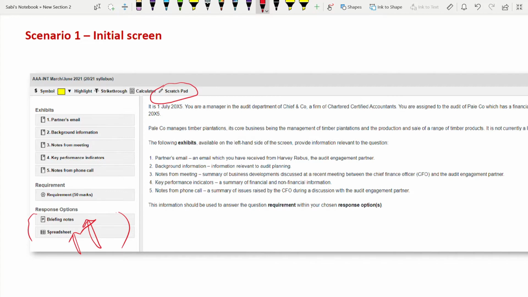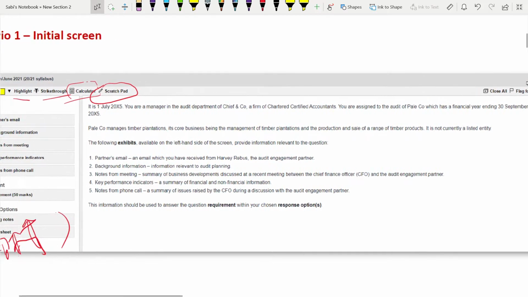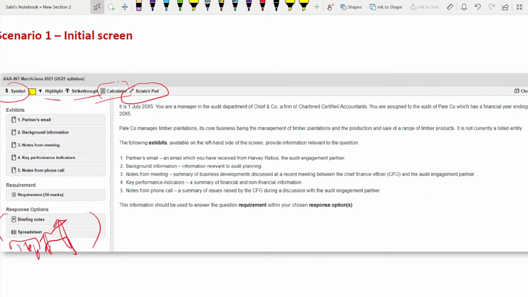Scratch pad is rough working. Okay, and then we have the calculator here, which you can use. And if you want to highlight, the option is here. If you want to cut something, strike through, and the currency symbol is here. Okay, and down here, which is not on the screen right now, there will be a help button or function. If you need any help or you are finding it tough, that help button and function button is down below. You can click there and see it. Okay, so this is question 1 of 3. This is how it will be given.